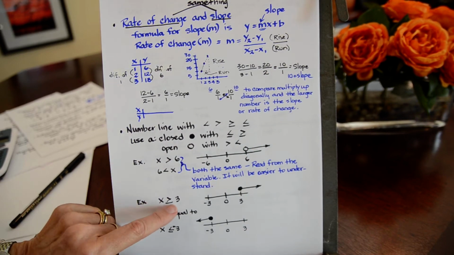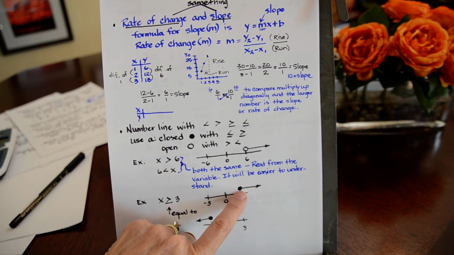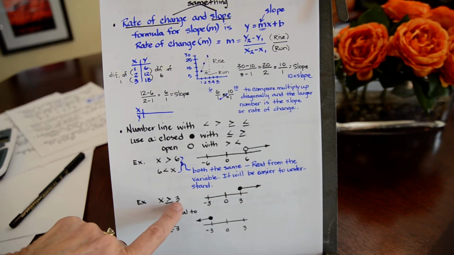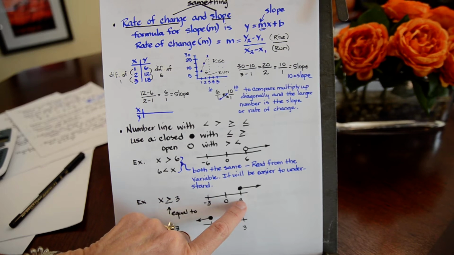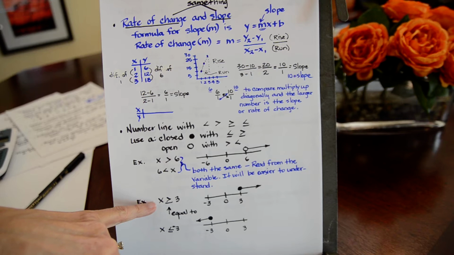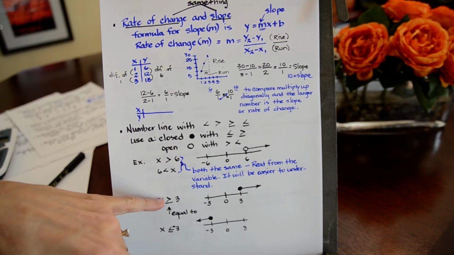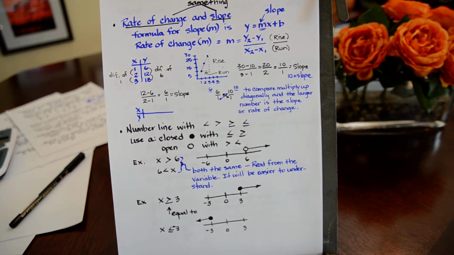So this one, just because I'm looking at it immediately, I see the equal sign, so I want to use a colored in dot. Because it's the positive number 3, I want to put this colored in circle over the number 3 as opposed to a negative 3. And now I want to say to myself, x needs to be bigger than 3. So I know that's all these numbers over here to the right.